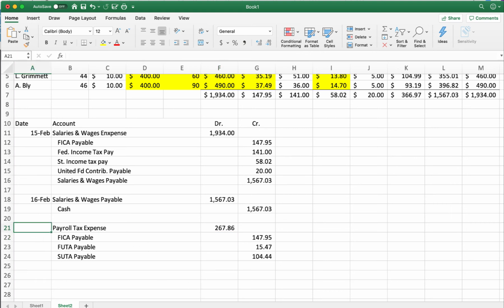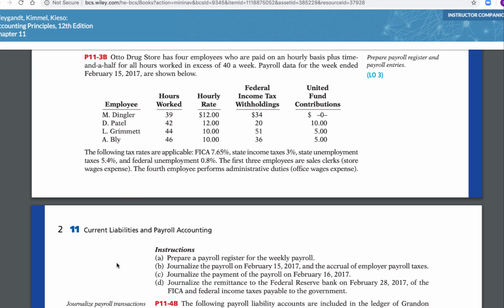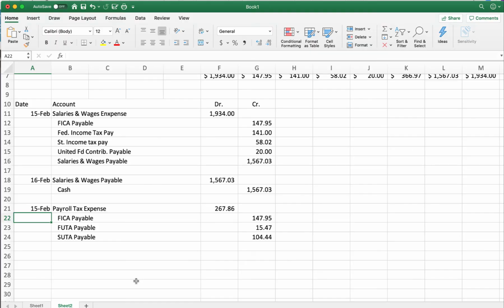We'll book the date for these. We're going to make it February 15th also. Okay. Now what we need to do is journal the remittance to the Federal Reserve Bank, okay, for FICA and federal income tax payable. All right. So we're only paying the federal portion. Super easy to do. Okay. We do this on February 28th.